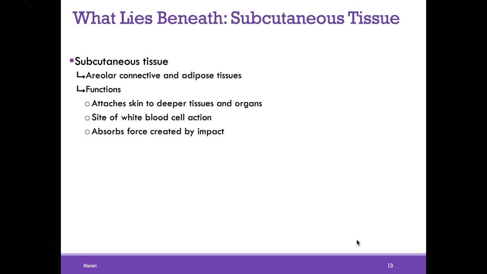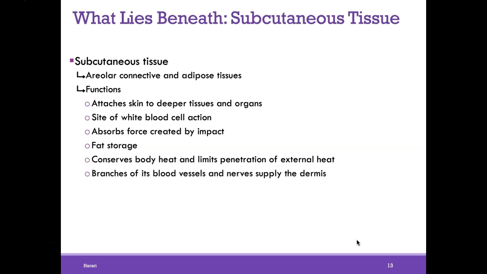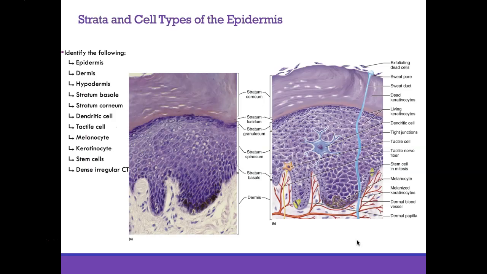The hypodermis itself, again, is rich in adipose tissue, which can help absorb any force created by impact, like a shock absorber. It also serves as an energy reservoir and thermal insulation. Right, it can conserve body heat. Finally, branches of blood vessels and nerves supply the dermis. Because the areolar connective tissue is so loose, we can have a lot of vascularization and a lot of nerves supplying the dermis. So I'd like you to pause here and identify all of these parts that we've spoken about so far. You should be able to find everything, even without the labels.